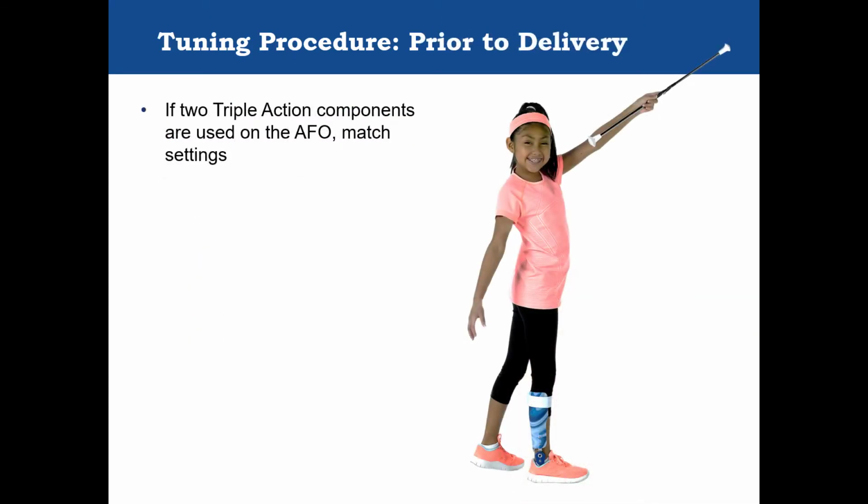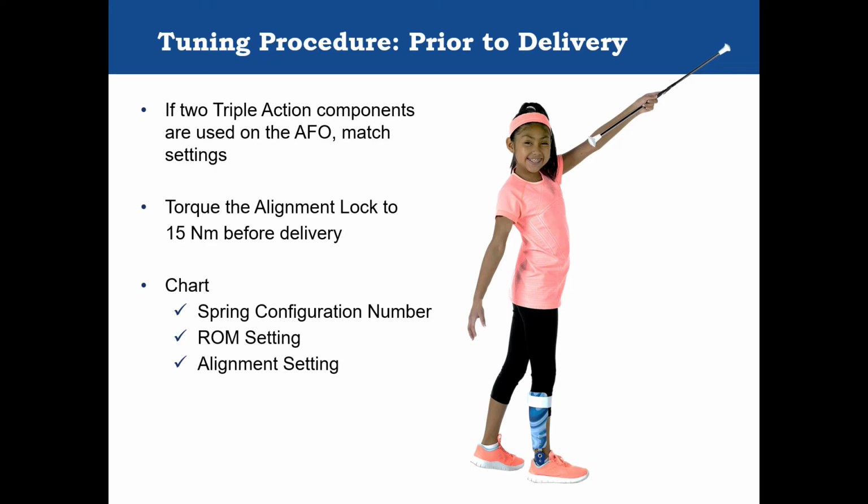Prior to delivery of the AFO, ensure that the medial and lateral component settings on bilateral triple action AFOs are the same. Torque the alignment lock to 15 Newton meters and chart the spring configurations installed, range of motion, and alignment settings.